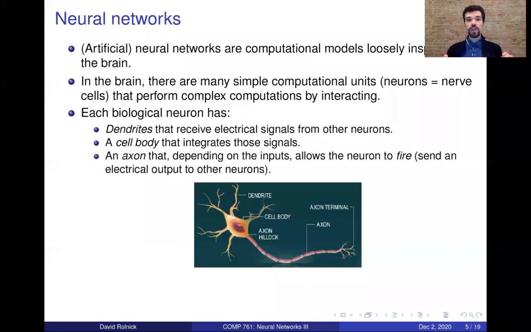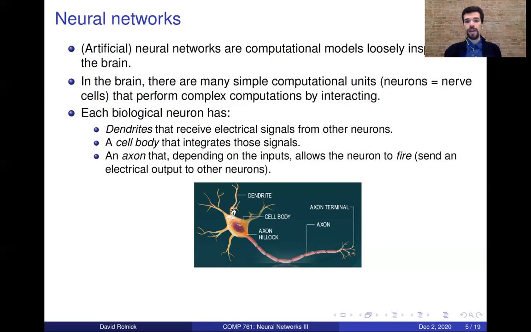Okay, each biological neuron, like neurons that are literally in the brain, just as some background here, is composed of different things. It has dendrites, which are basically to collect signals from other neurons. It has a cell body that integrates those different signals coming from other neurons, and there's an axon that, depending on the inputs that it has received, can then send a signal to other neurons. And the way that all these neurons communicate is electrically. They send literally electrical impulses.